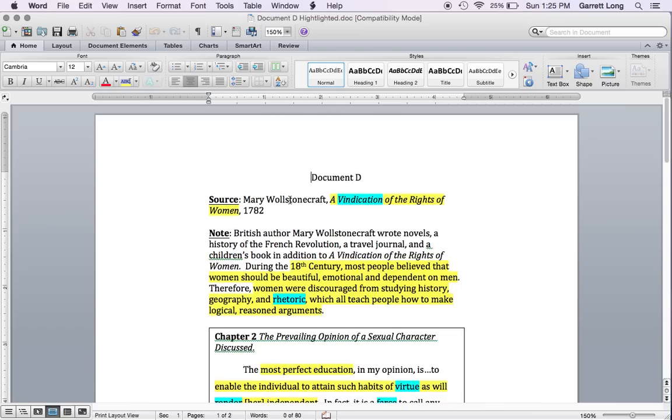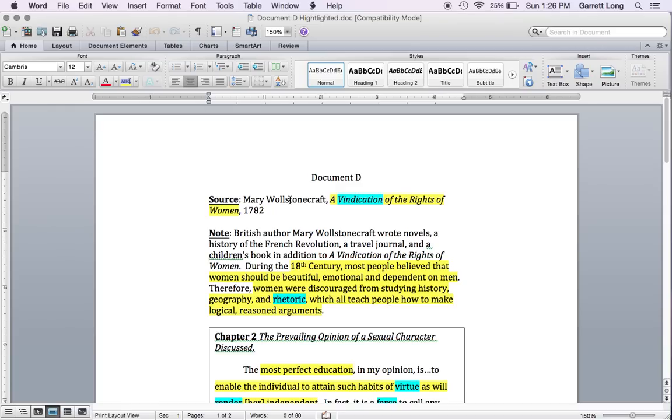Just like with documents A and B, please write down right above document D, Mary Wollstonecraft, because that is the person that wrote document D, or where we're getting information from. Next to her name, please write down her main idea. Her main idea was gender equality.